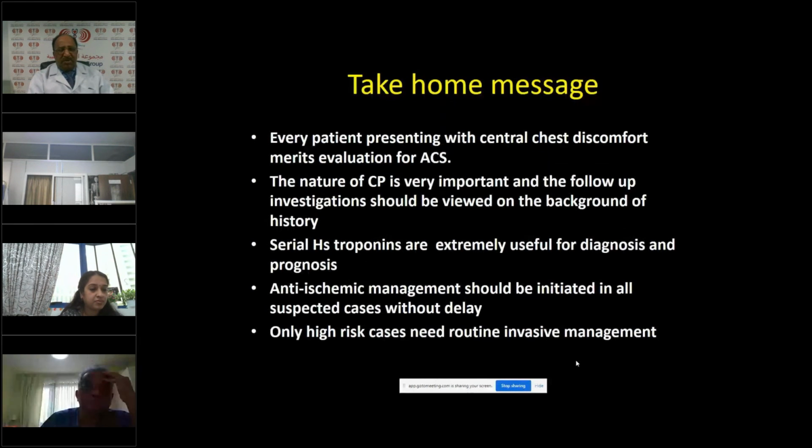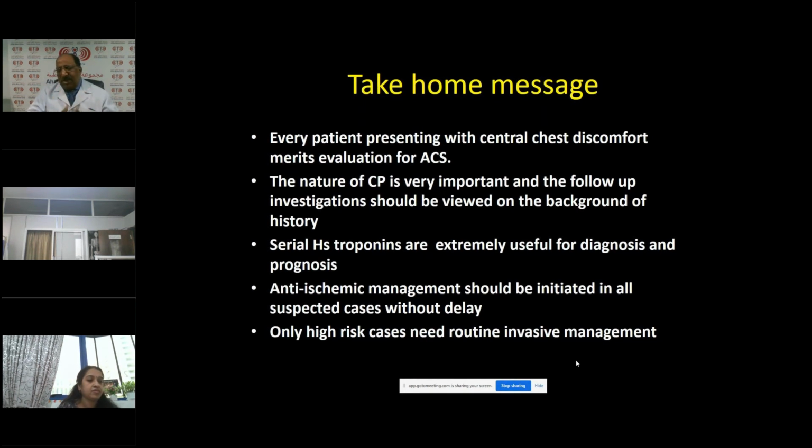NSTEACS. So the take-home message, I still emphasize the diagnosis of acute chest pain and ACS. The management part is always done by the specialist, so it is not very important for this thing. Every patient presenting with central chest discomfort merits evaluation of ACS. Never dismiss a patient as GERD or gas and give some PPI and send the patient home. Never do this. The nature of CP is very important, and the follow-up investigation should be viewed on the background of history and other findings.